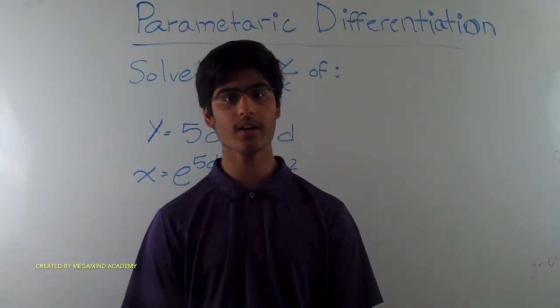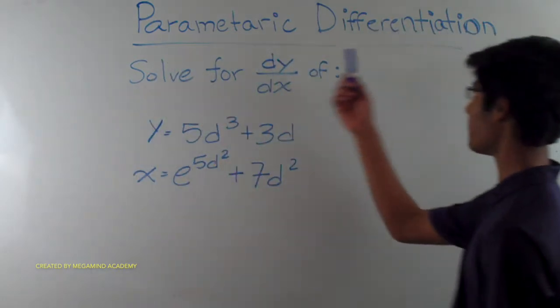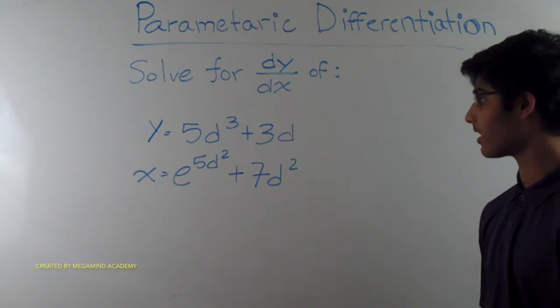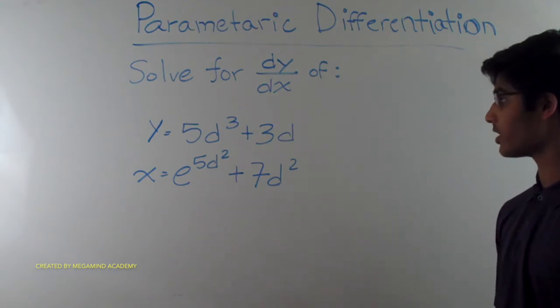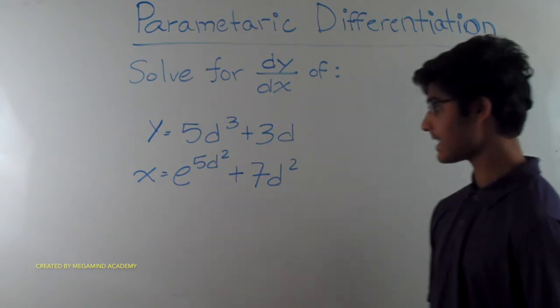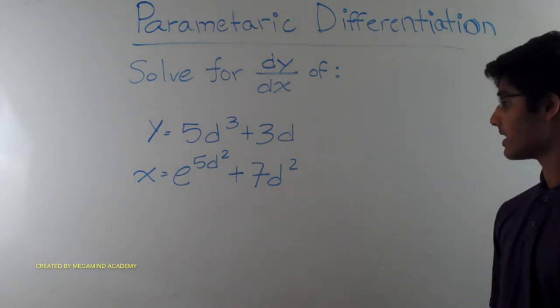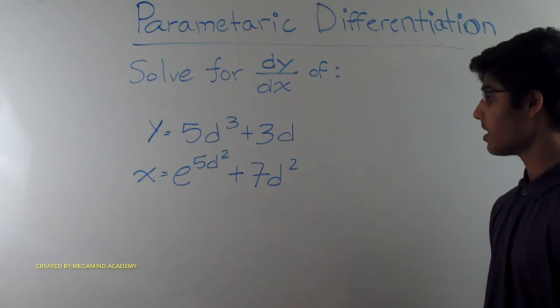Hi! Today we're going to learn about parametric differentiation. Let's say we have to solve for dy/dx of y = 5t^3 + 3t and x = e^(5t^2) + 7t^2. So how do we do this?